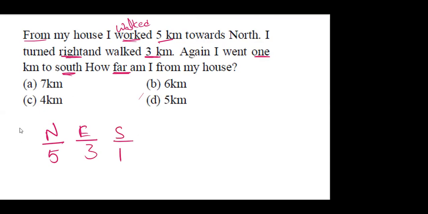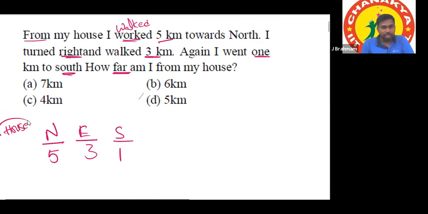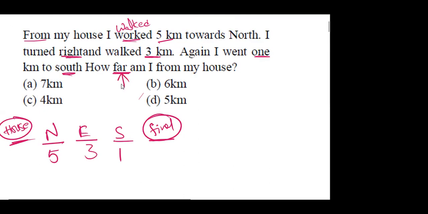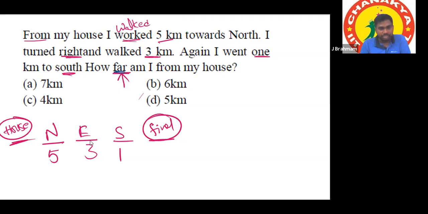So this is his house, and he started from his house and reached some point. This point is the final position. So this is initial and this is final. But here the question is, how far am I from my house? Here he is asking for the shortest distance or the traveled distance? The shortest distance, nothing but displacement.